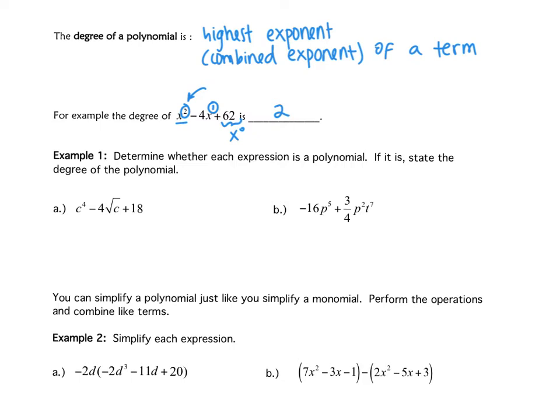Well, that's the one that doesn't fly here. Square root of c. That's a power of 1/2. 1/2, not possible. We need only whole numbers. So this is not a polynomial.